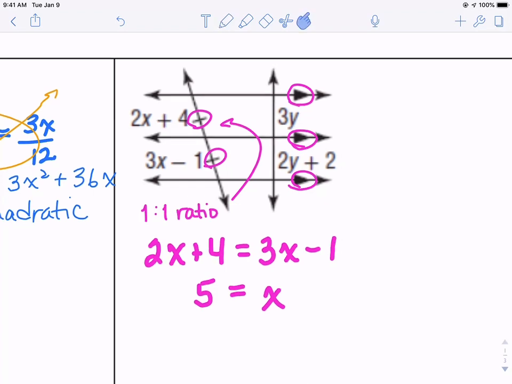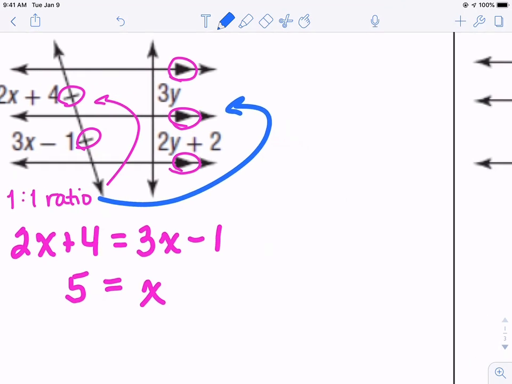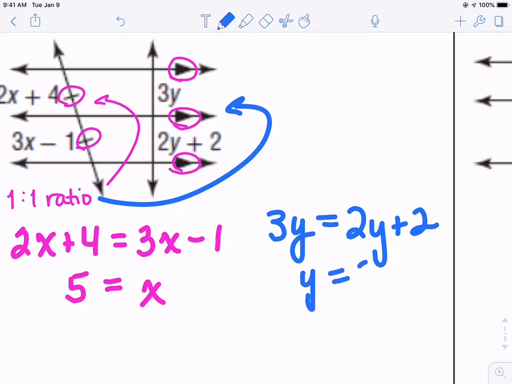And then for y, because that side's a 1-to-1 ratio, this side is also a 1-to-1 ratio because the segments are proportional when those parallel lines are cut by transversals. So for this one, you would just say an equation, 3y is to 2y plus 2. Sorry, 3y equals 2y plus 2. So y is 2. I was getting ahead of myself a little bit there.